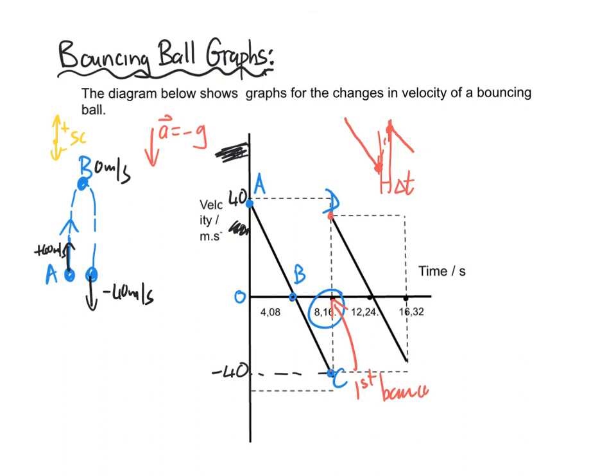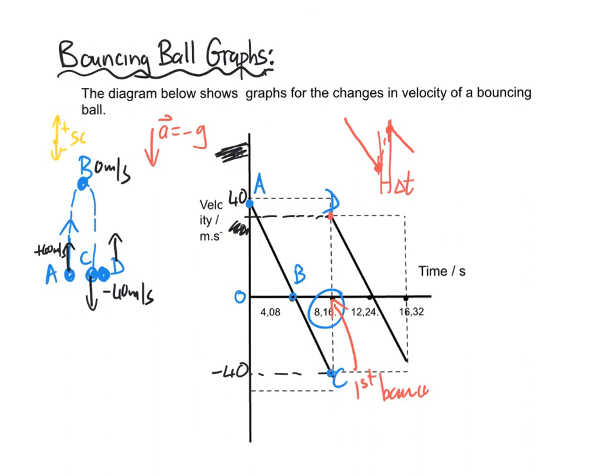So this is C, and you can think of D as where the ball now leaves at a smaller velocity. And so you can see here, this velocity at D is smaller than at A, and that's because there's a certain amount of energy that is lost in the collision with the ground.